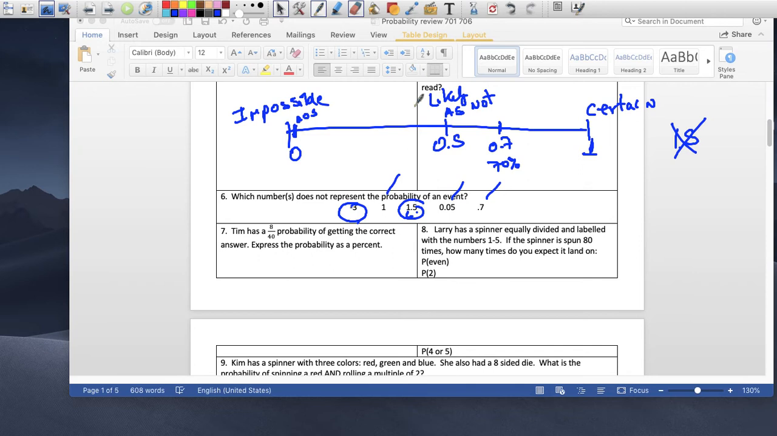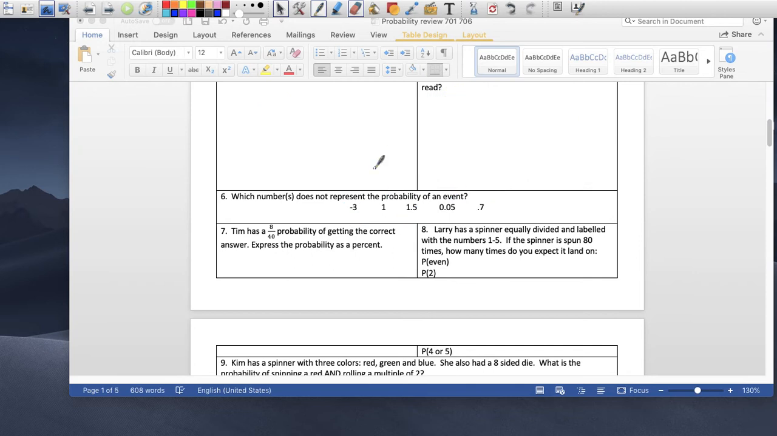Number 7, Tim has an 8 out of 40 probability of getting the correct answer. So write the probability as a percent. 8 out of 40. Let's simplify to 1 out of 5, which as a decimal becomes 0.2. And remember, we're moving the decimal 2 spaces to the right. So he has a 20% chance of getting it correct.